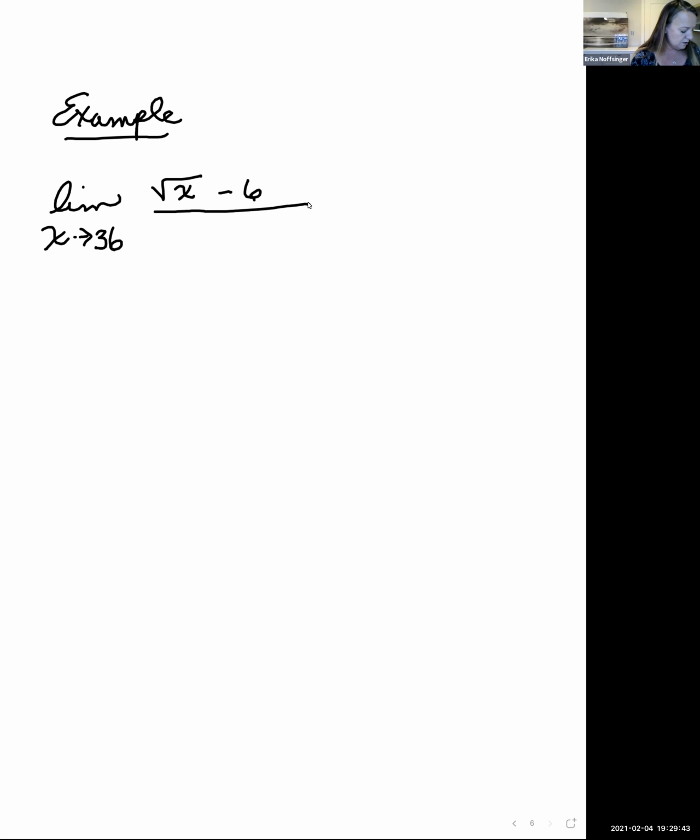Okay, so let's look at another type that you would see, and that is one that has a quotient with radicals. So let's look at the limit as x is approaching 36. In our numerator, we have the square root of x minus 6, and this is all over x minus 36.